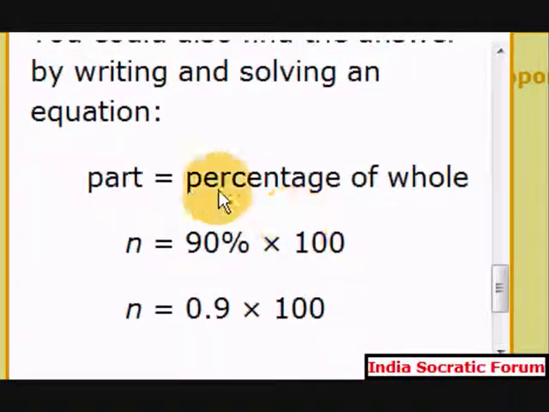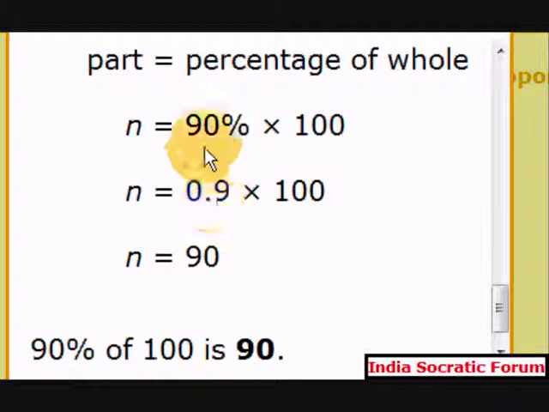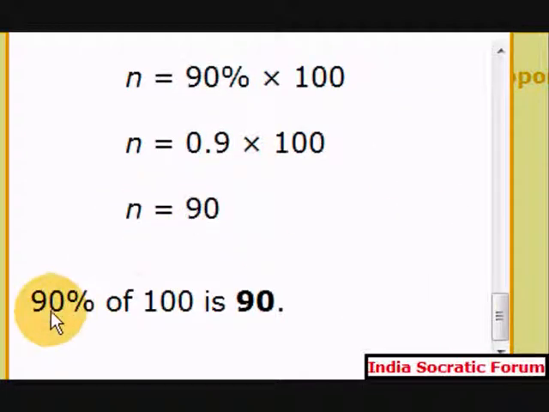The other method, part equals percentage of whole. 90% of whole is 100. 90% is 90 by 100. That is, move 2 digits, 0.9. 0.9 into 100 equals 90. 90% of 100 is 90.